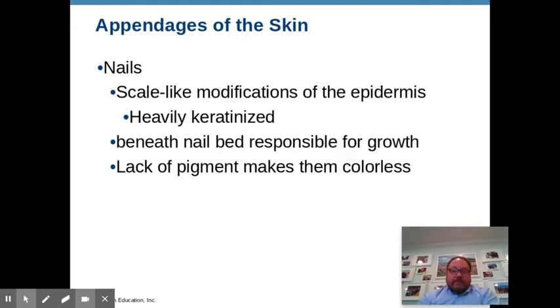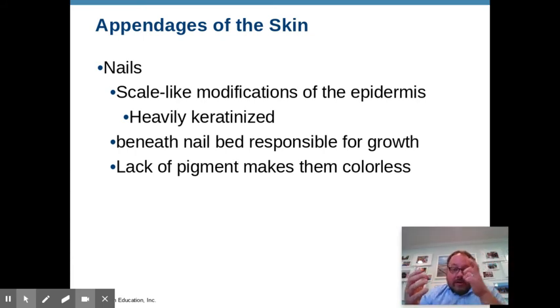Now, our nails are also filled with keratin. So you can see how valuable keratin is. It makes our skin tough and waterproof. We use it to make hair, and we use it to make nails. You even find keratin in horns in animals.